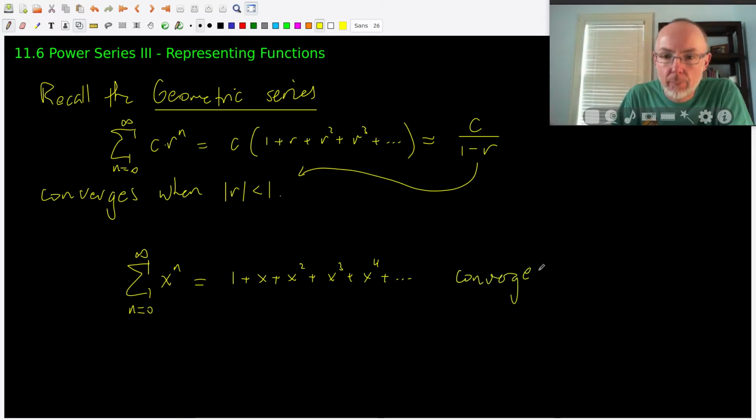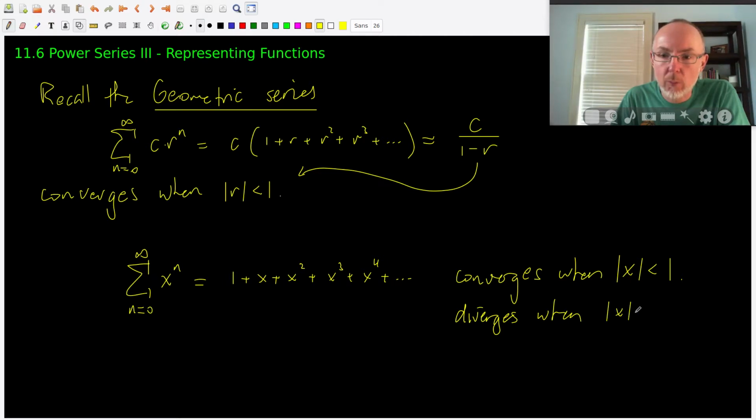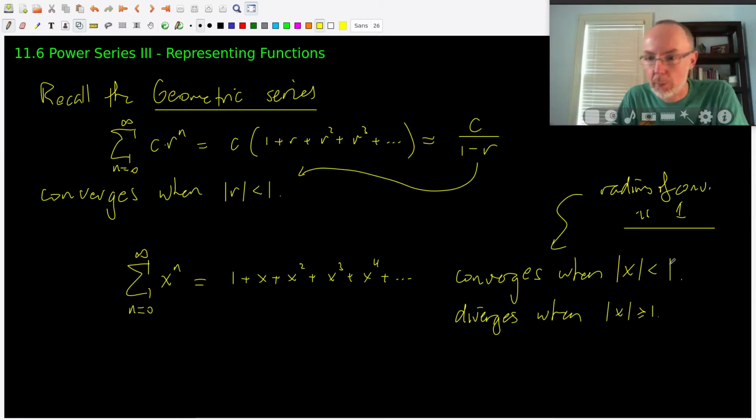And that's going to converge when? Well, it converges when r, in this case x, is less than 1 in absolute value. So we have a power series, and we know exactly when it converges, and we also know, because we showed this, it diverges when x is not less than 1 in absolute value. In other words, x is greater than or equal to 1 in absolute value. So this is a power series that we've been talking about, and it has a radius of convergence of 1. And it has a center at the origin, at 0, because the absolute value of x minus 0 is less than 1. And we know what it converges to. In this case, c is 1 and r was x, so it converges to 1 over 1 minus x.